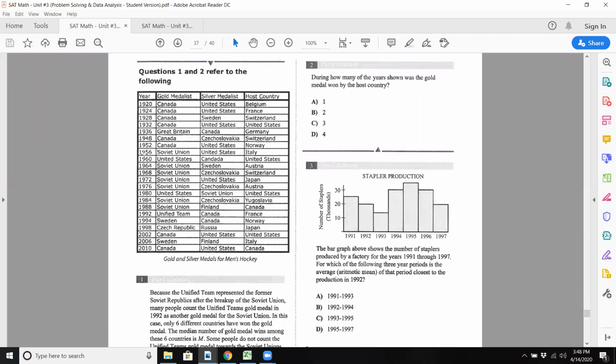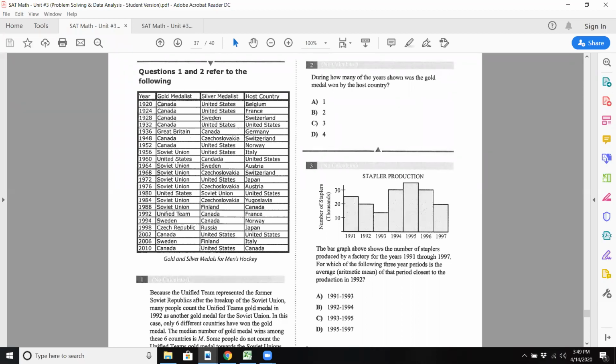So here we have all these different years. I guess this is according to probably the Olympics for men's hockey, and whether you won a gold or silver. So starting in 1920, Canada won a gold, US won a silver, same thing in 1924. Canada seems to be really good at hockey for obvious reasons, so they won a lot of gold medals and kind of recently as well.